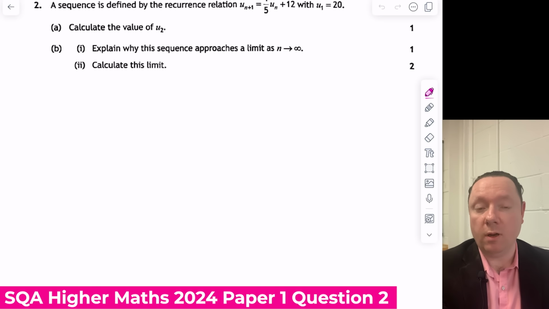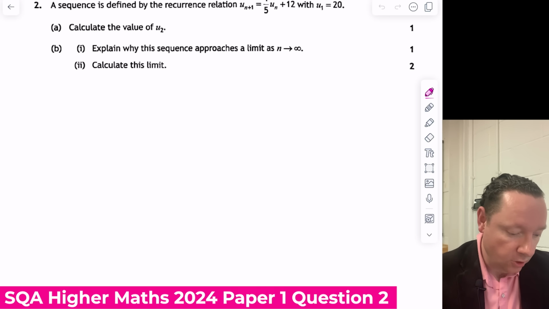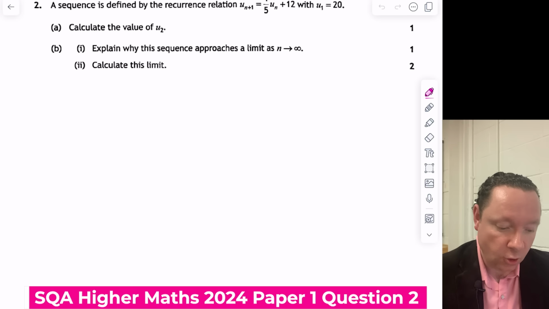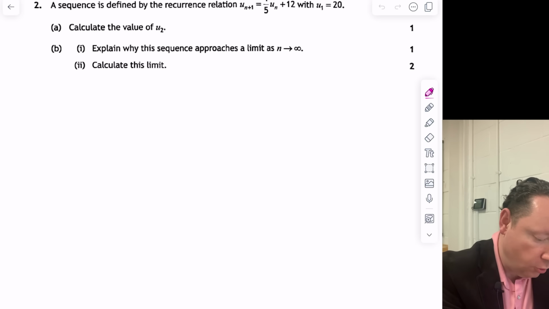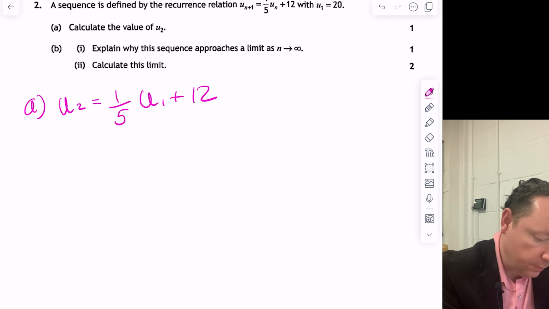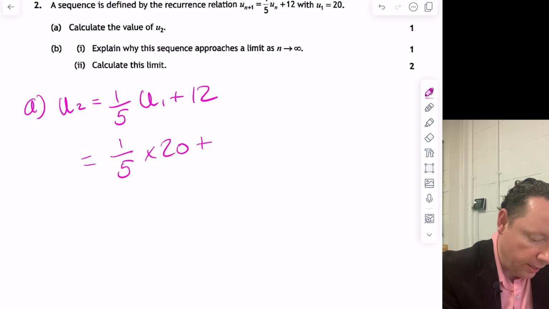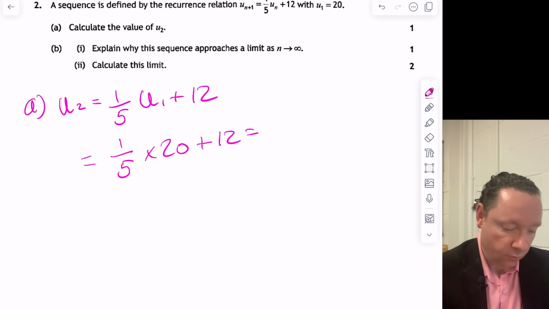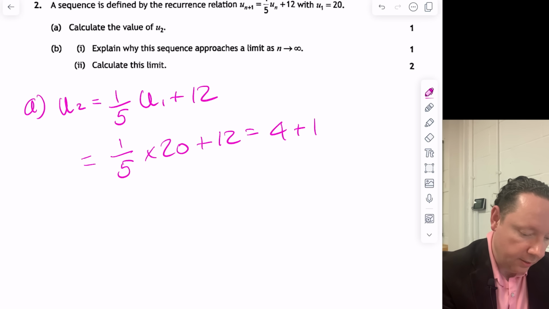SQA Higher Maths 2024, paper 1, question 2. A sequence is defined by the recurrence relation u(n+1) equals a fifth u(n) plus 12, and u1 is 20. Calculate the value of u2. Okay, so u2 is a fifth u1 plus 12, but u1 is 20, so that's a fifth times 20 plus 12. A fifth of 20 is 4. 4 plus 12 then is 16. And we're done there.